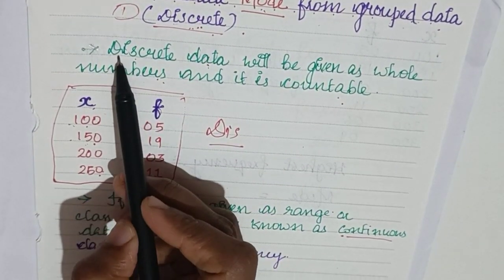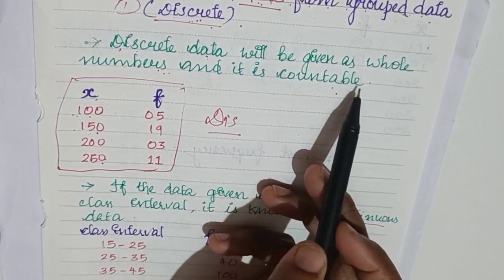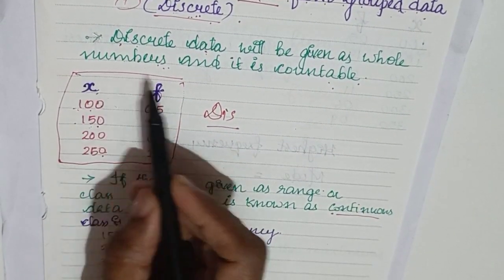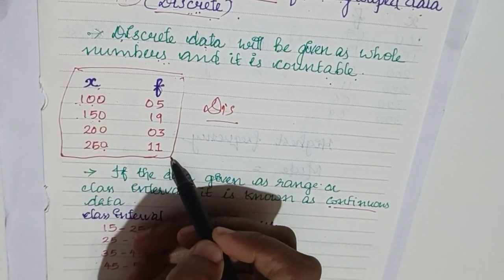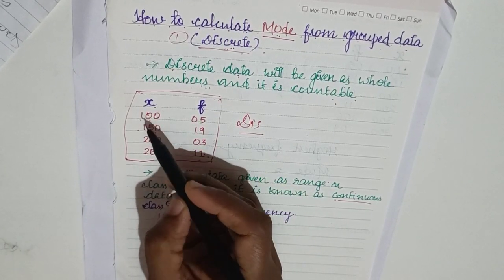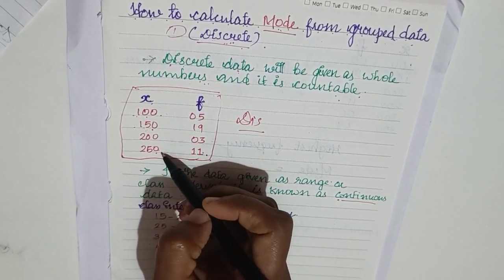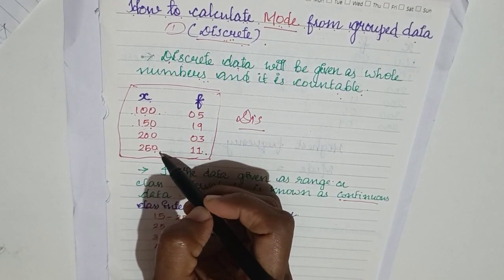So what is discrete data? Discrete data will be given as whole numbers and it is countable. That is, this is an example for discrete data. In these, the observations and frequencies are given as whole numbers, that is 100, 150. There are no fractions over here and it is countable also.